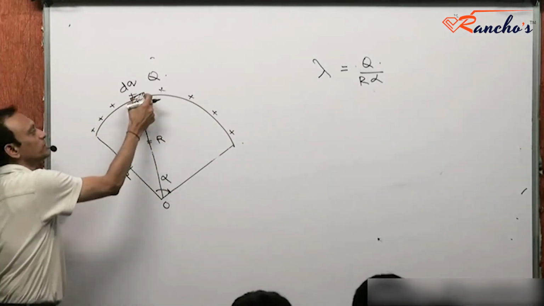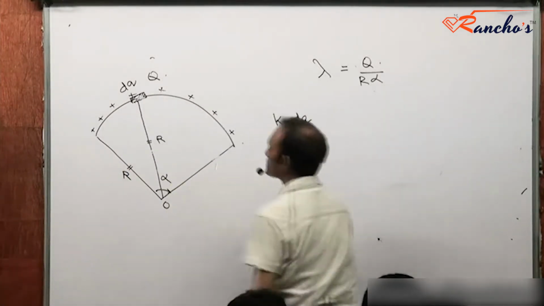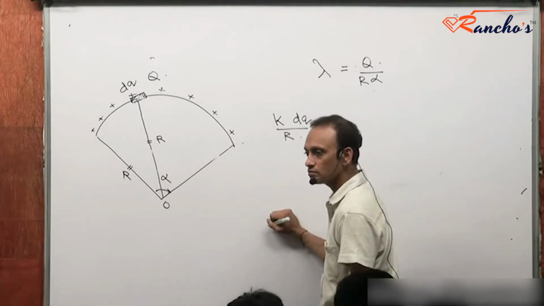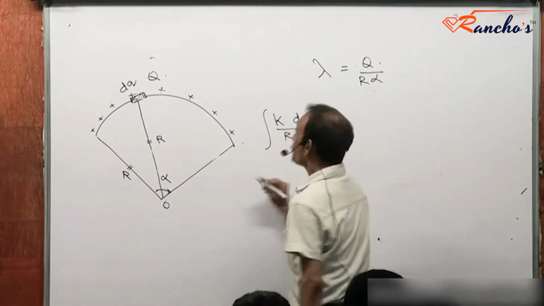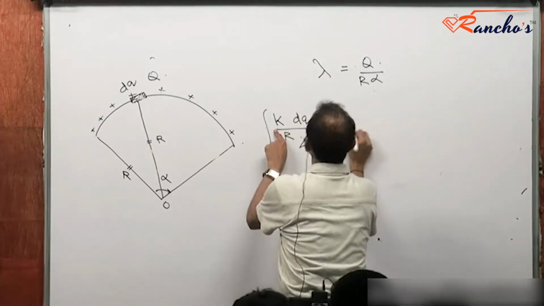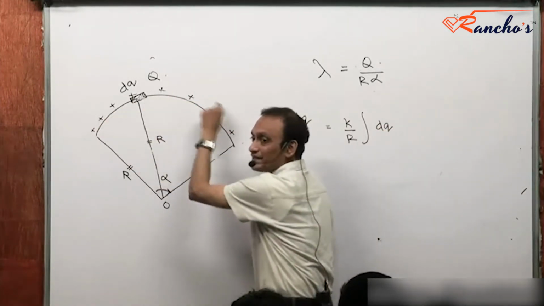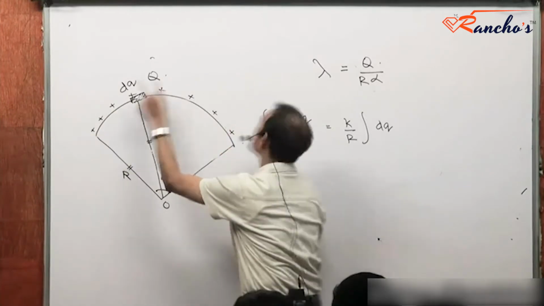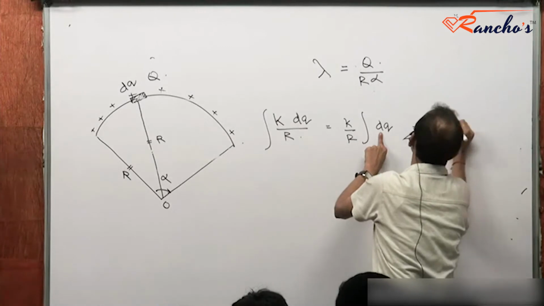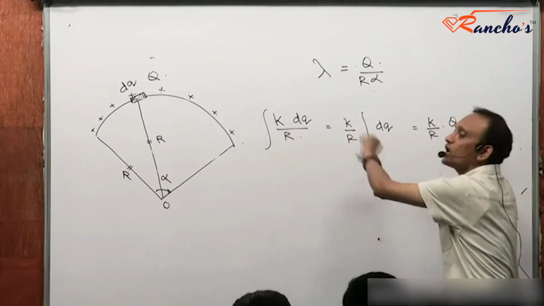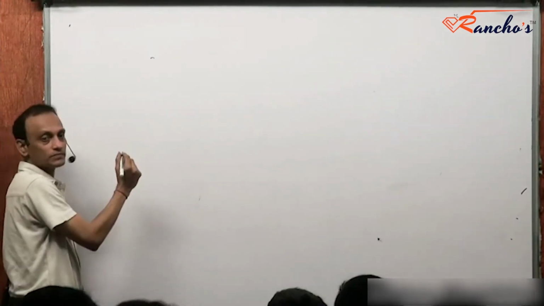What's the potential at O because of this dq? k dq divided by r. The total potential at O would be the sum of all of this, where k by r will come out. Integral dq means the sum of all the dq's along this arc, which is q. So it is k by r into the total charge over this arc, so kq by r.